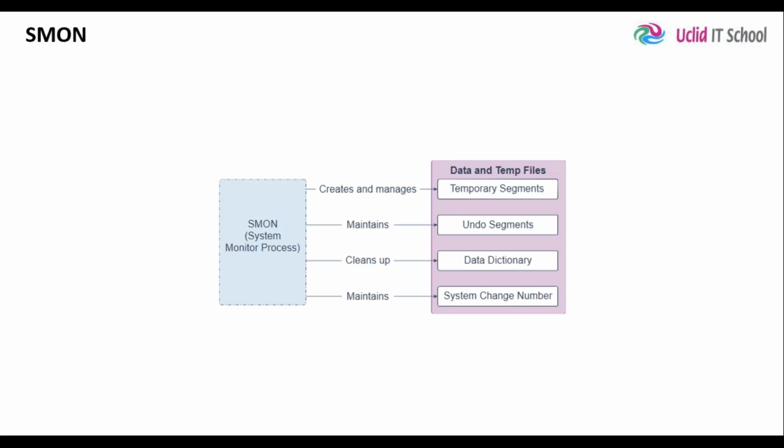SMON also maintains something called undo segments, which are created in the undo tablespace. Undo segments are the opposite of redo. Undo, redo. Oracle uses undo data, Oracle uses redo data. Now you know redo data. Redo data is required to reproduce a transaction. Undo data is required to undo a transaction, to roll back a transaction.